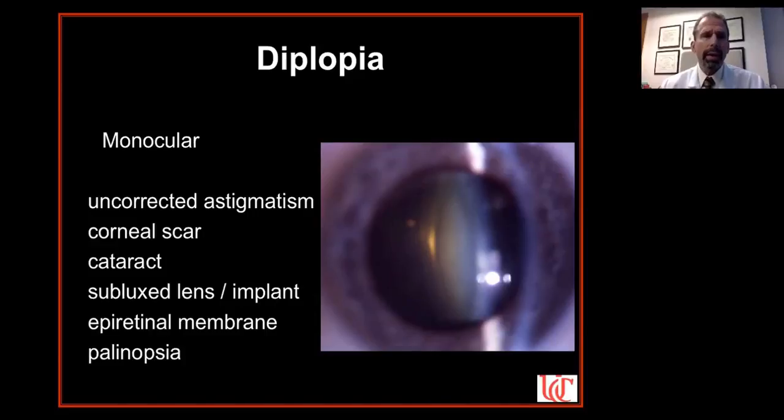So things like uncorrected astigmatism, anything that affects the cornea or lens could possibly do it. If they have an implant, an IOL that's misplaced or subluxed, that could do it. So the vast majority of monocular double vision is going to be refractive or media in nature. Rarely an epiretinal membrane can do it. So if you can't find anything in the front of the eye, then look closely at the macula for an epiretinal membrane. And then there's something called palinopsia.